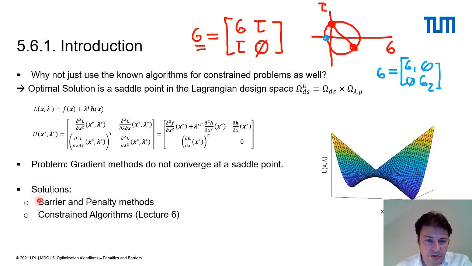So there are two kinds of solutions. One of them is that you do not use the Lagrangian function, but use a different enhancement of the objective function that is based on barriers and penalties, or that you use something we call an augmented Lagrangian method, or again, of course, use algorithms for constraint problems, which we will cover in the next lecture. But in this lecture, we will talk about barrier and penalty and augmented Lagrangian methods.